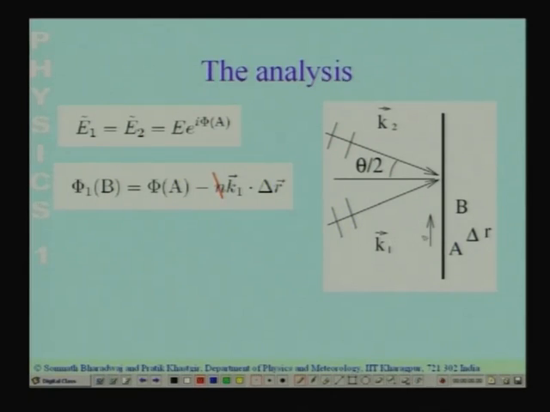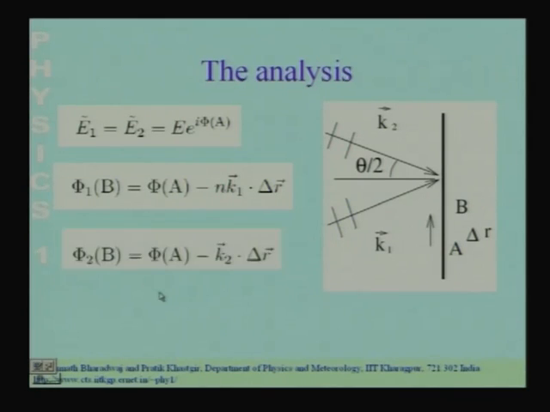Similarly, you could ask the question, how much does the phase change for the second wave if I move from the point A to the point B? So, it will be exactly the same as this. The only difference will arise because the wave vector of the second wave is not k1, it is k2, these two waves being in different directions. So, for the second wave, for the same point B, the phase is going to change by a different amount, and the phase at the point B for the second wave is going to be phi A minus k2 dot delta r.